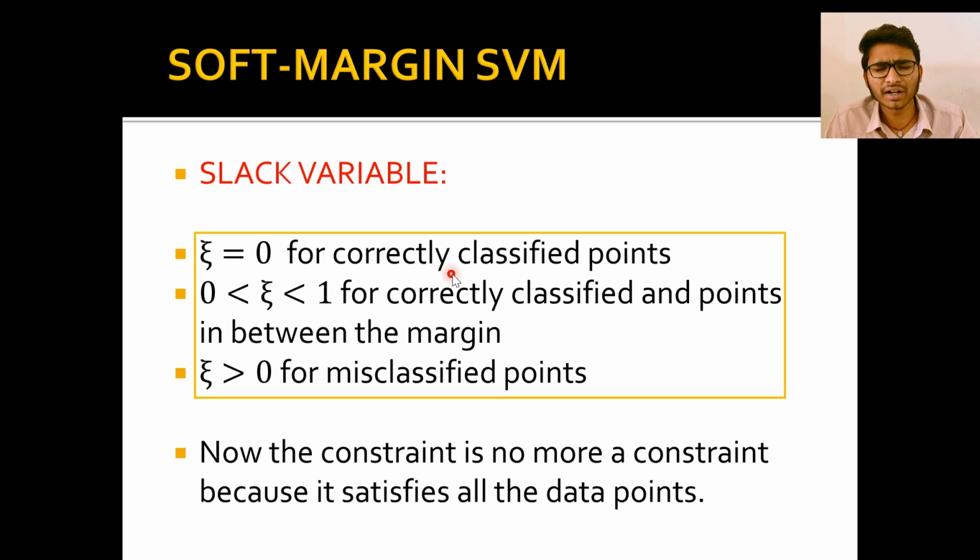Zeta is 0 for correctly classified points. Zeta would be between 0 and 1 for those points that are present inside the margin, and zeta greater than 1 for misclassified points.